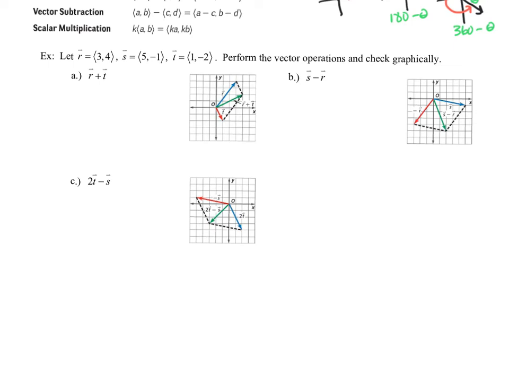Okay, so let's start with the first one. To find the sum of vectors R and T, we're going to take the sum of the x components, so that would be 3 plus 1. So the x component of vector r plus the x component of vector t, and then we're going to do the same thing with the y coordinates. We'll take 4 plus negative 2. As you know, 4 plus negative 2 would be the same thing as 4 minus 2. So our resultant vector would be 4, 2.